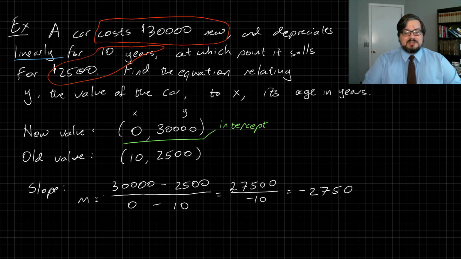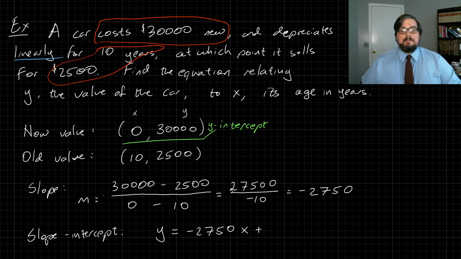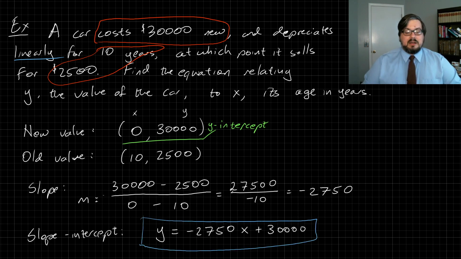We have the y-intercept. So we can use the slope-intercept form to say that y is equal to m, the slope, negative 2750 x, plus b, remember, is the y-coordinate of the y-intercept, which is 30,000. So here's our answer. Y equals negative 2750x plus 30,000.